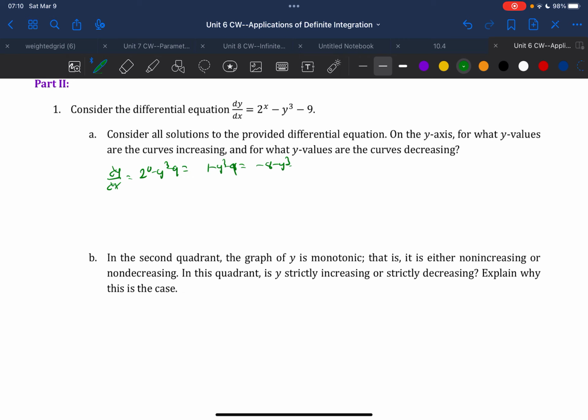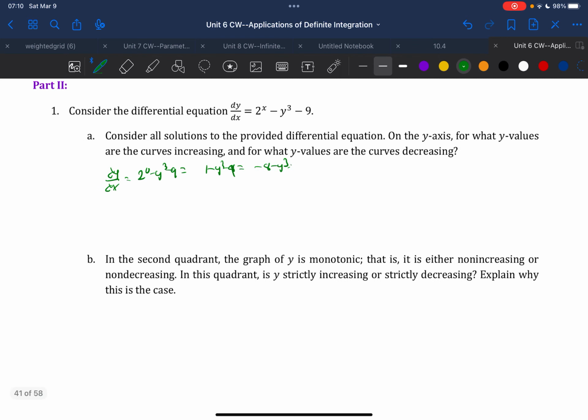I want to know when the curves are increasing and decreasing. So basically I need to know first when this equals 0, and this equals 0 at y equals negative 2. And then I need to figure out before negative 2 and after negative 2 whether slopes are positive or negative. Let's try after negative 2. I'm going to plug in 0, and I get negative 8. So when y is greater than negative 2, negative 8 is negative, so the curves are decreasing.